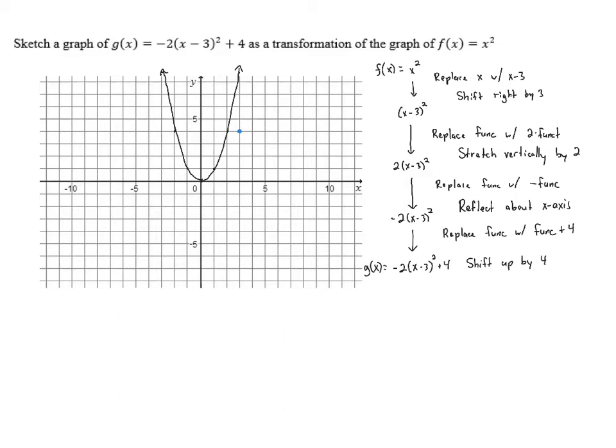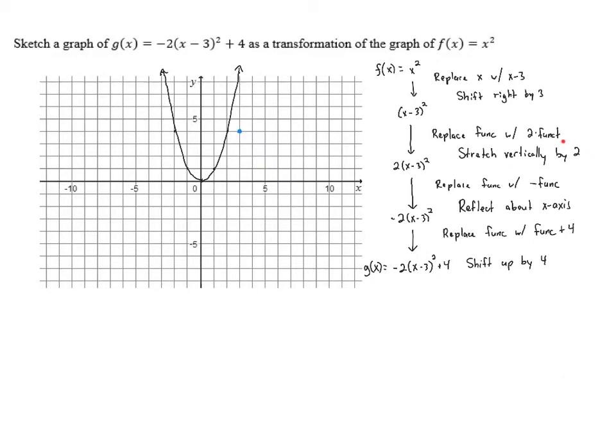Let's go through and do this with the other important points. Let's look at 1, 1. This is our next point. First, we need to shift it right 3 units. So that's going to be 1, 2, 3. And it's going to be at 4, 1 now.